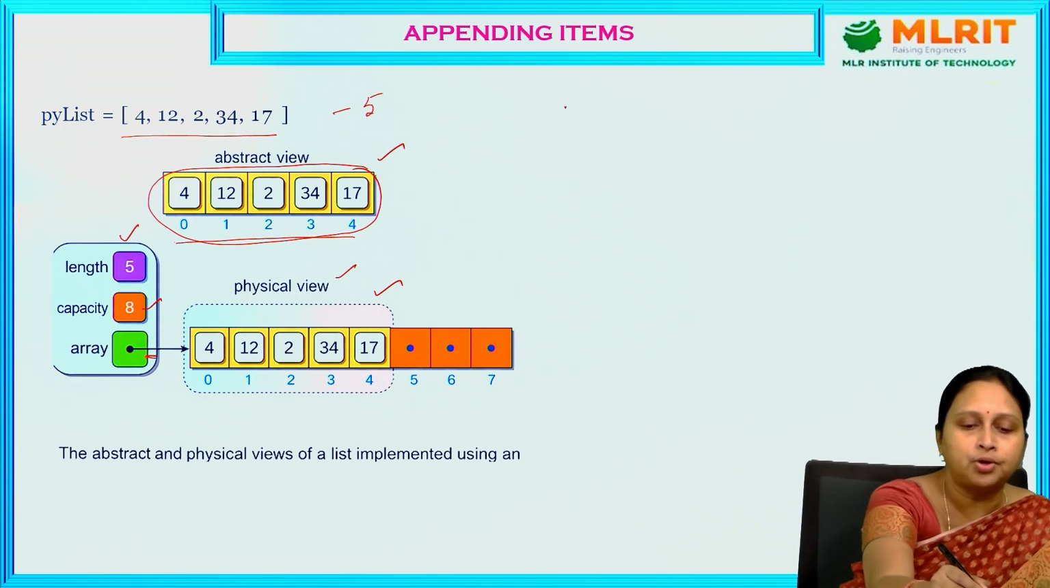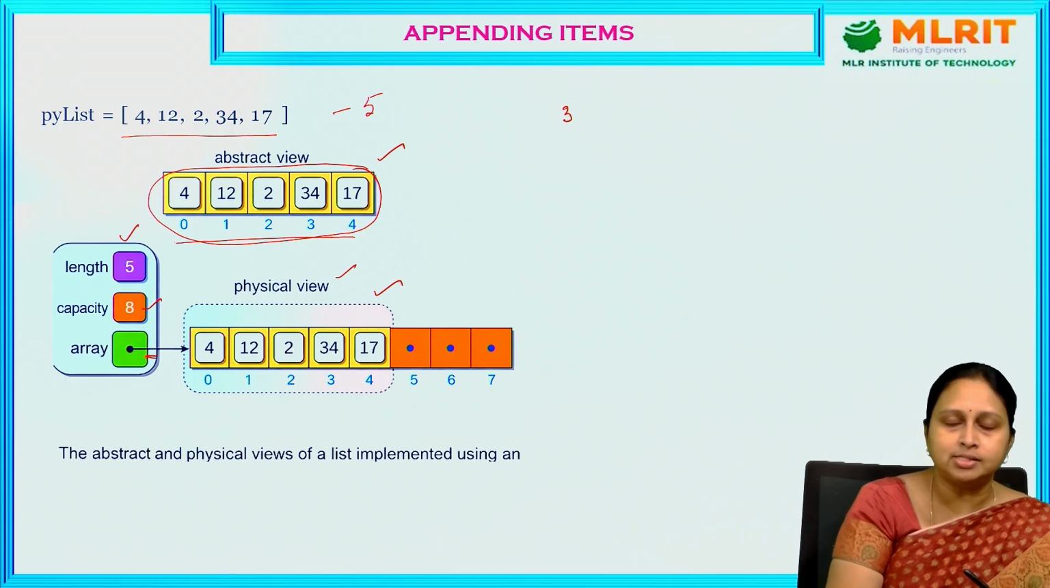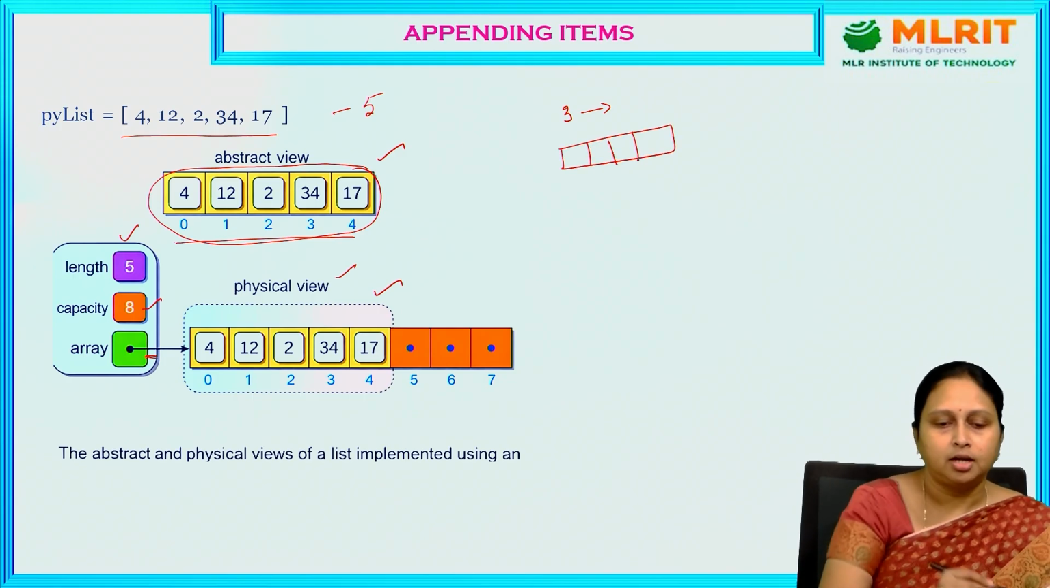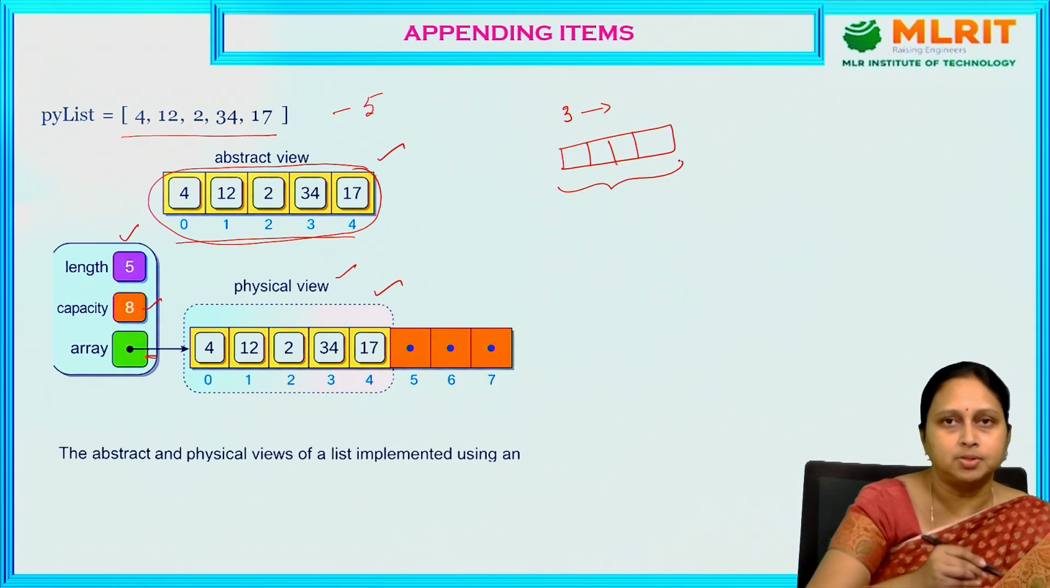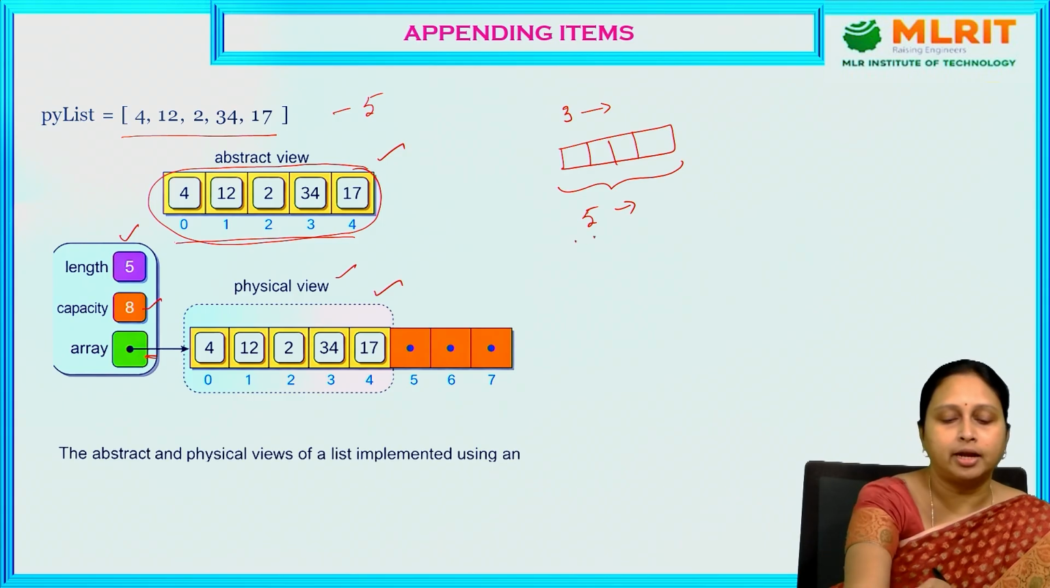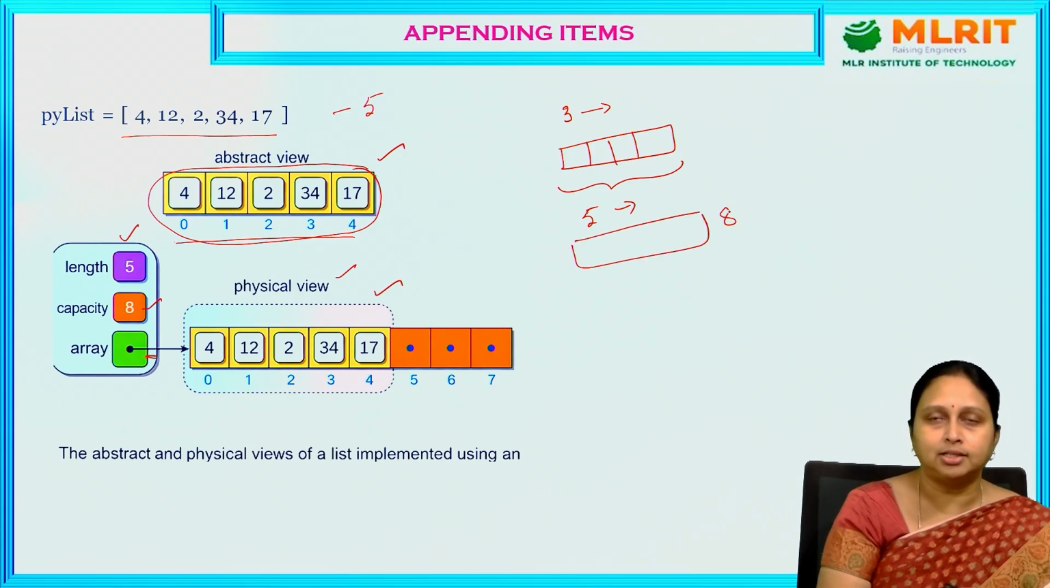That one you have to understand. Suppose I have 3 elements in my list. If I have only 3 elements, then in the physical view, it is going to allocate only 4 spaces. If my elements are 5, then it is going to allocate the capacity as 8. That means it can store 8 elements.